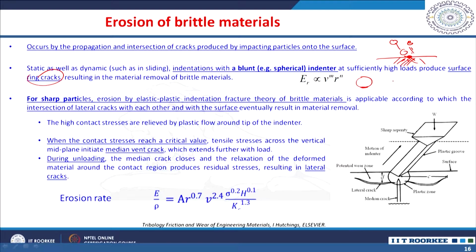So, actually that will lead to a conical cracking. So, you will have a certain conical cracking. Whereas in a sharp crack, that means a particle with sharp edges, that will lead to a cracking, and this cracking is generally radial median or the sharp cracking. For sharp particles, erosion by elastic plastic indentation fracture theory of brittle materials is applicable.